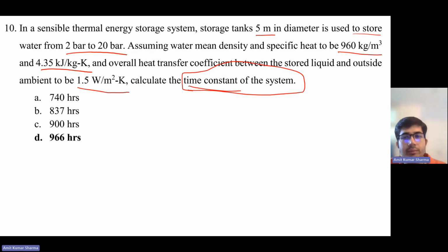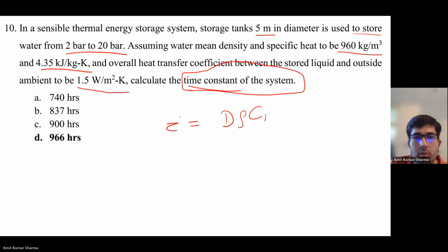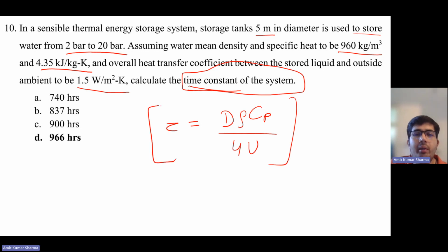Okay, any answer? So let me give you a hint. The time constant is tau equals D rho Cp upon 4U, where D is the diameter, rho is density, Cp is the specific heat, and U is the universal or overall heat transfer coefficient.